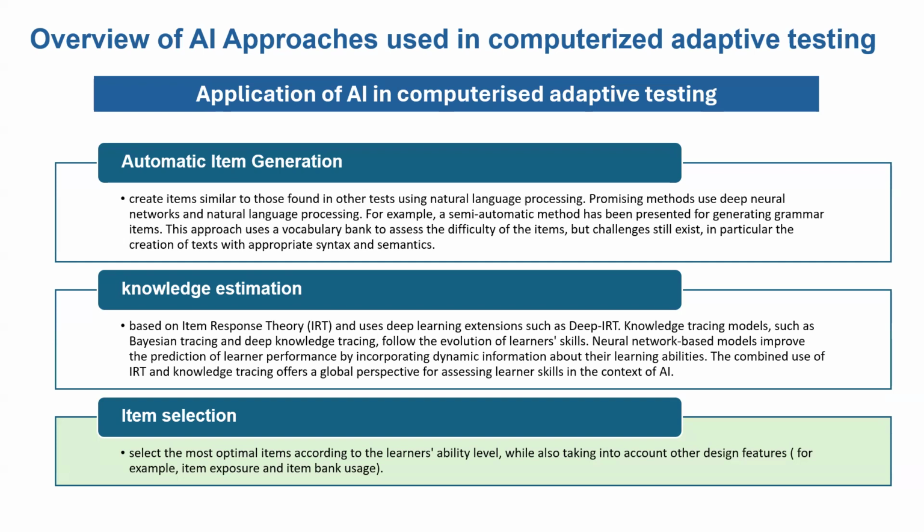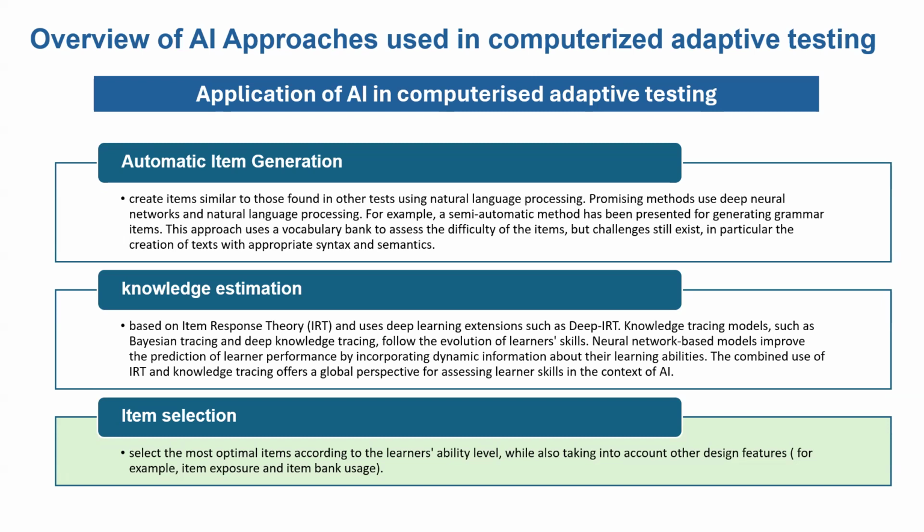The second application is estimation of learner knowledge based on item response theory, using deep learning extensions such as deep knowledge tracing models, such as Bayesian knowledge tracing and deep knowledge tracing, following the evaluation of learning skills. Neural network-based models improve the prediction of learning performance by incorporating dynamic information about learning ability.